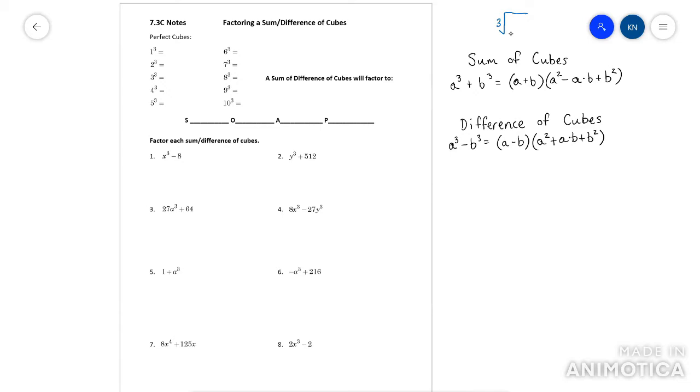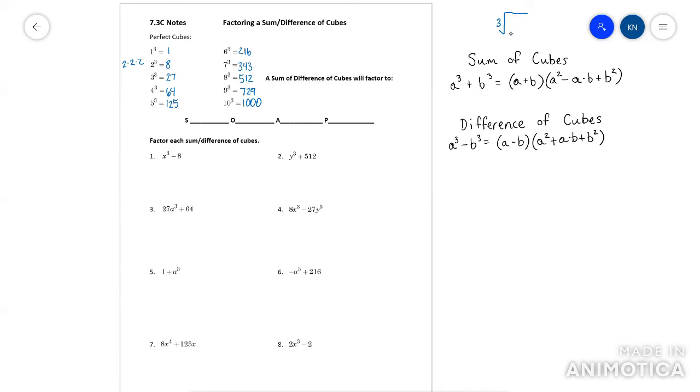Perfect cubes. This is like when it says 2 cubed, for example, you're just multiplying the same number 3 times. So 2 times 2 times 2 is 8. That's how I'm getting all of these numbers. They're not as important as perfect squares to remember, but you do need to know your cubes.